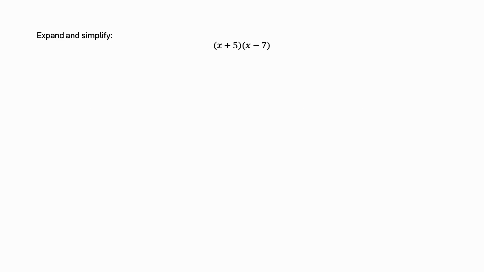Now we're going to look at expanding double brackets. With expanding double brackets, there are two methods you can do, or that I know of anyway. You can use the FOIL method, which stands for first, outside, inside, and last, or you can do a grid. It doesn't really matter which one you use, as long as you get the right answer at the end.